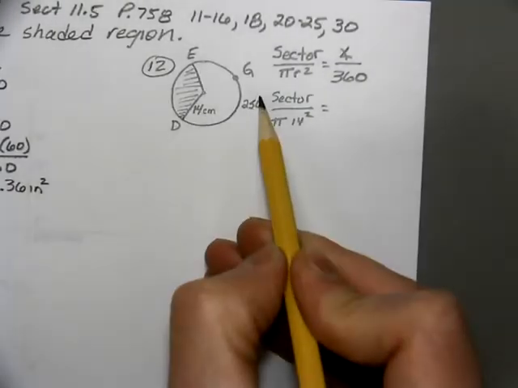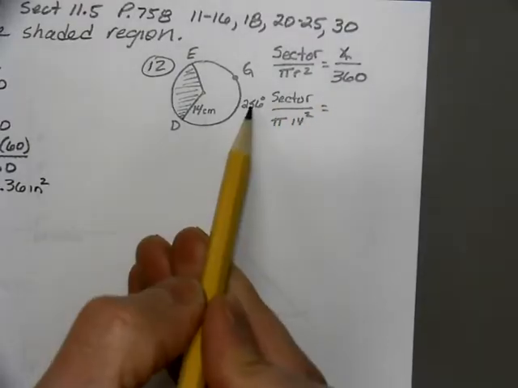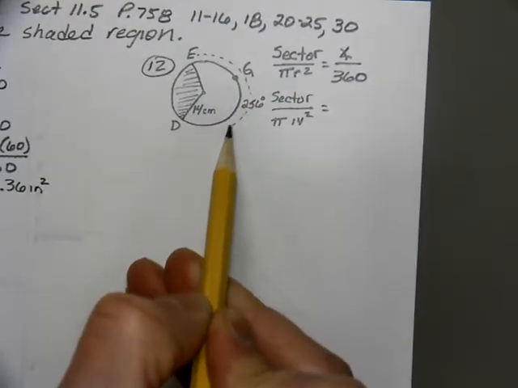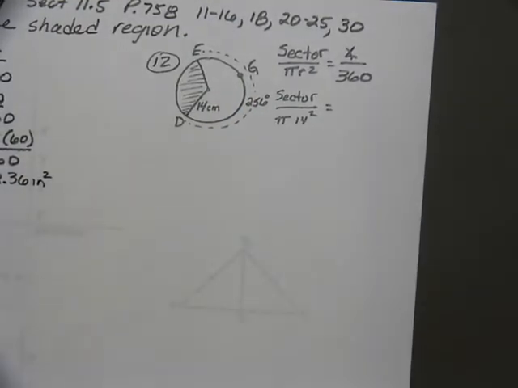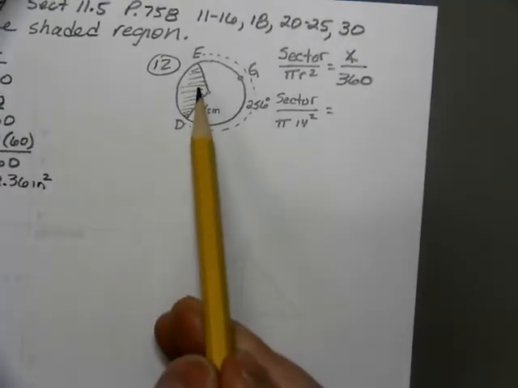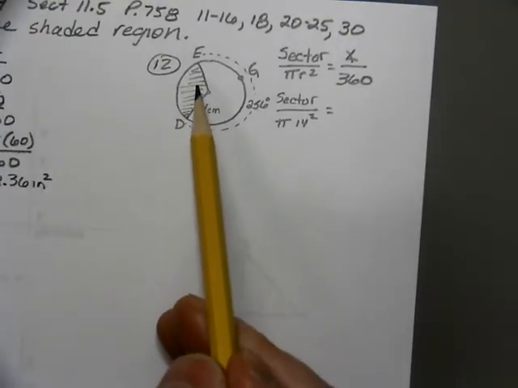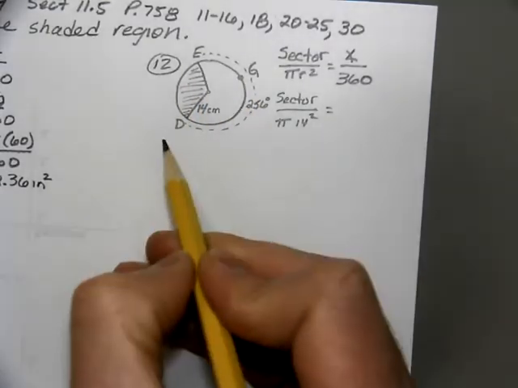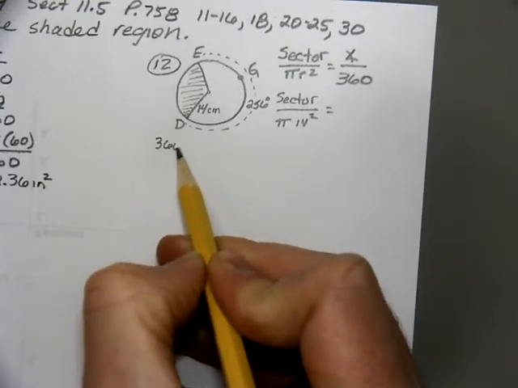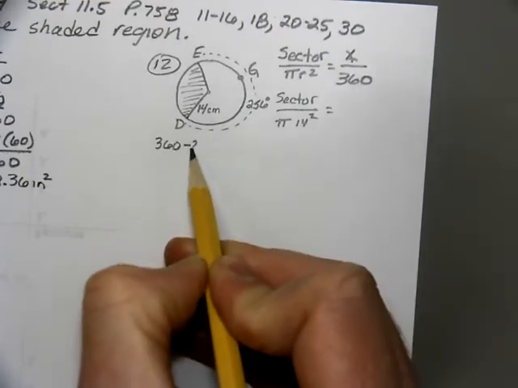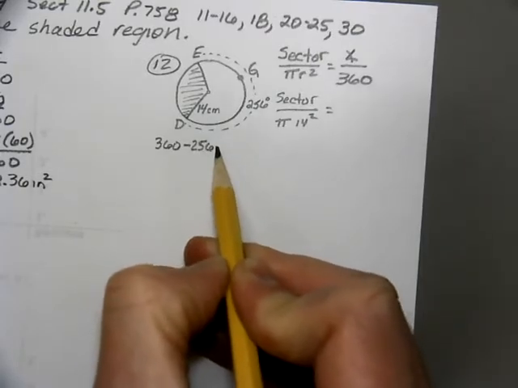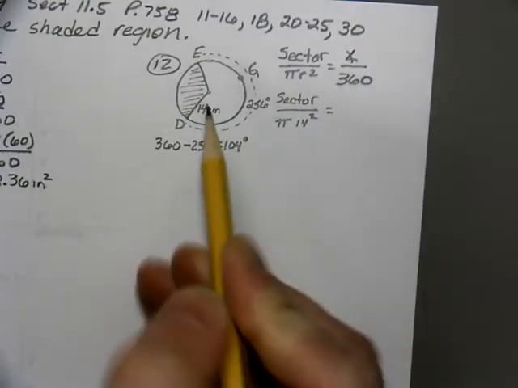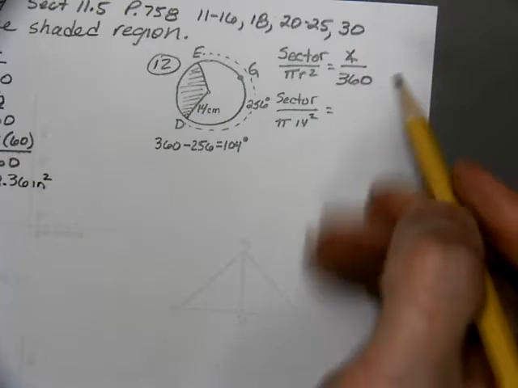Now the angle. We have a degree value, and this 256 is all the way over here. And we need to have the angle value that is for the shaded region. All the way around is 360. So we're going to take 360 and subtract the 256. That's going to give us 104. So our central angle now is 104.